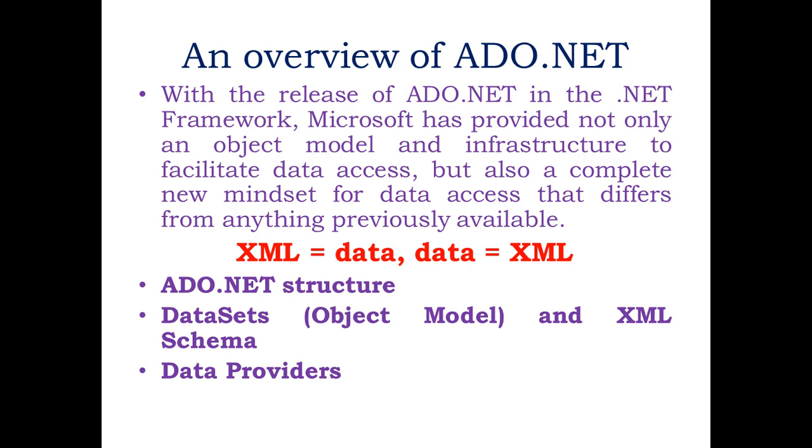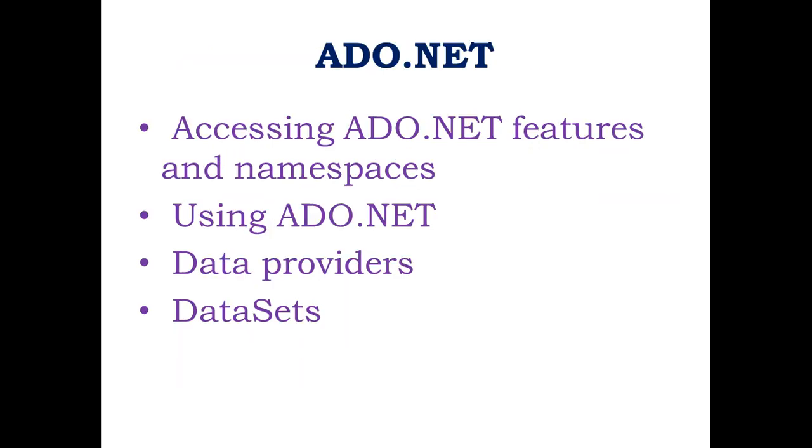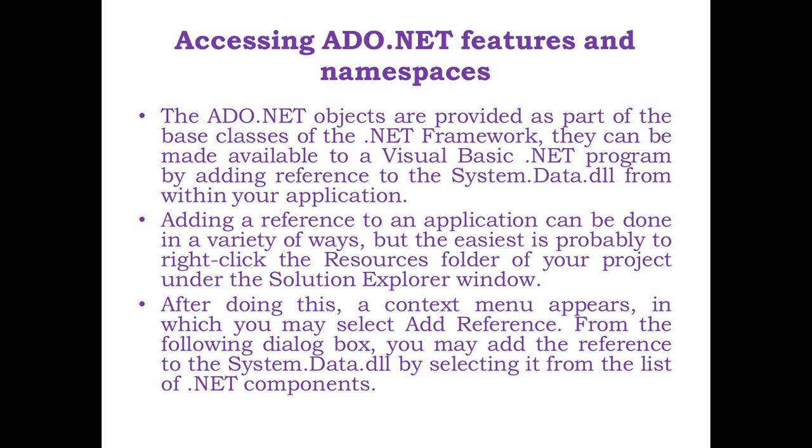Next, data providers. There are different types of data providers. ADO.NET has four different subsections: accessing ADO.NET features and namespaces, using ADO.NET data providers, and datasets. First, accessing data: ADO.NET features and namespaces.